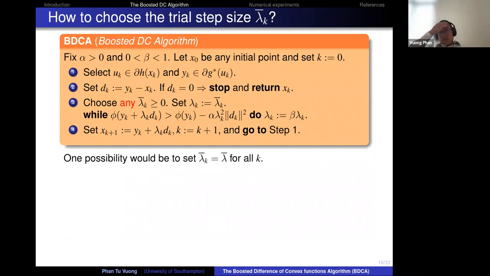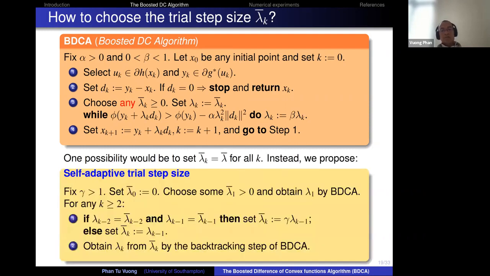So now we come to the question of how to choose the trial step size lambda_k in our LISA. So here in the LISA, we need to choose any lambda_k bar to perform the LISA, right? The starting trial step size. And for the classical Armijo, one possibility is that we usually fix this as a constant. But in our algorithm, we can use any trial step size lambda bar. And we also suggest here something called a self-adaptive trial step size.